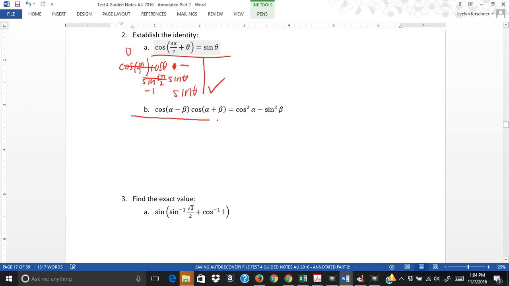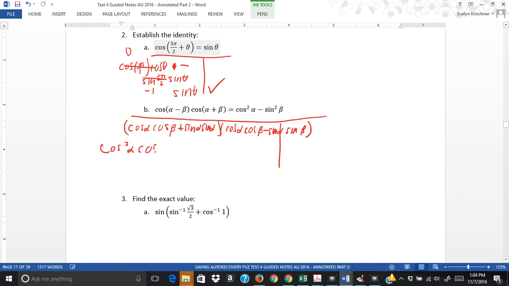Okay, this one is a little bit more complicated. So I am going to write these out as cosine alpha cosine beta plus sine alpha sine beta, and that's going to be times cosine alpha cosine beta minus sine alpha sine beta. If I notice this is a difference of two squares, this is like cosine squared alpha cosine squared beta minus sine squared alpha sine squared beta.